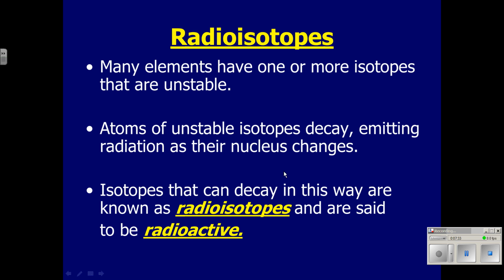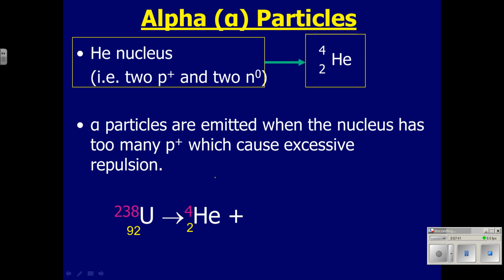And it has been determined that there are three main types of radiation. If I can click to advance, I'm struggling. Let's try this. There we go. And it has been determined that there are three types of radiation. You can see here on the top of this slide, it says alpha particles.